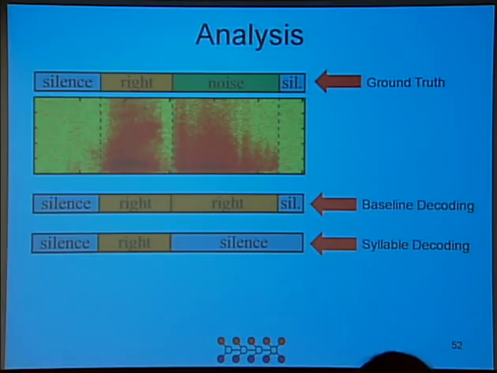So how does this work? This is an actual utterance from the database. What we have is silence, followed by the word right, followed by about half a second of a breath noise, then followed by more silence. The baseline recognizer decodes this as silence, then it gets the first right correct, and then it decodes the breath noise as the word right. And then this is followed by silence. The syllable decoder decodes this whole region as silence, which is the desired behavior. We're not actually labeling noises. So this is what we want to see.